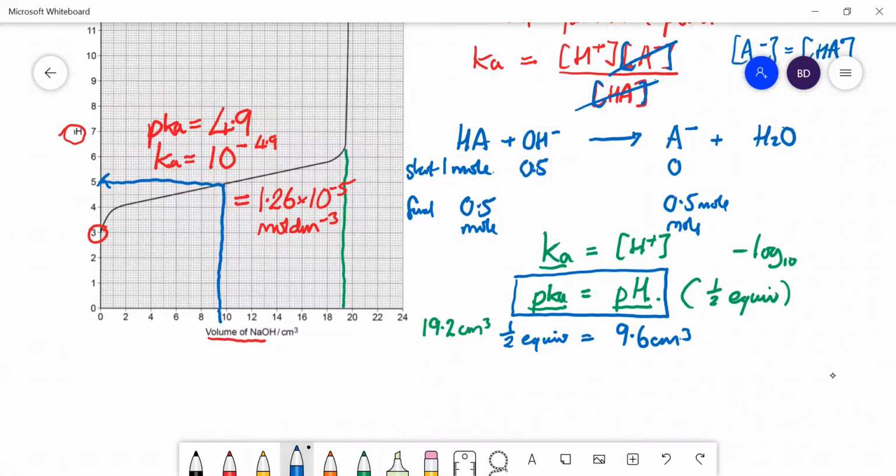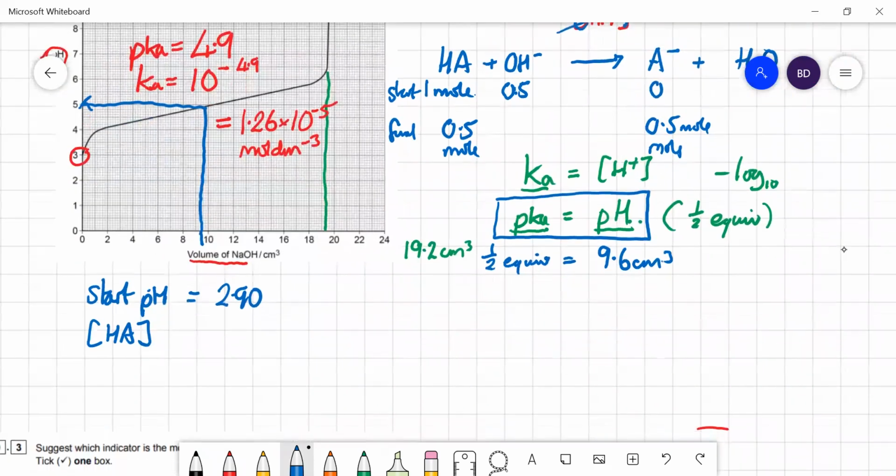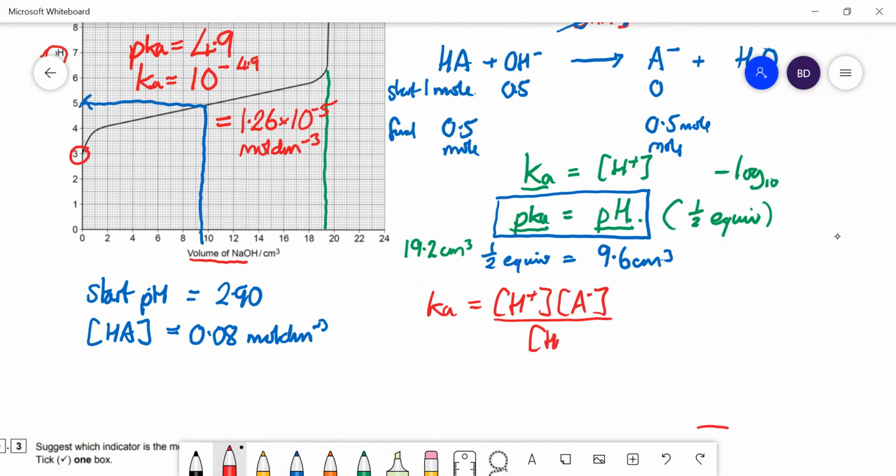Again, you don't need to do this to get any of the marks. Just the start pH is equal to, that's 2.9. Okay, the start concentration of our propanoic acid, it tells us in the question is, what was it again? 0.08 moles per decimeter cubed. Now, we know that Ka is equal to H plus A minus divided by HA.